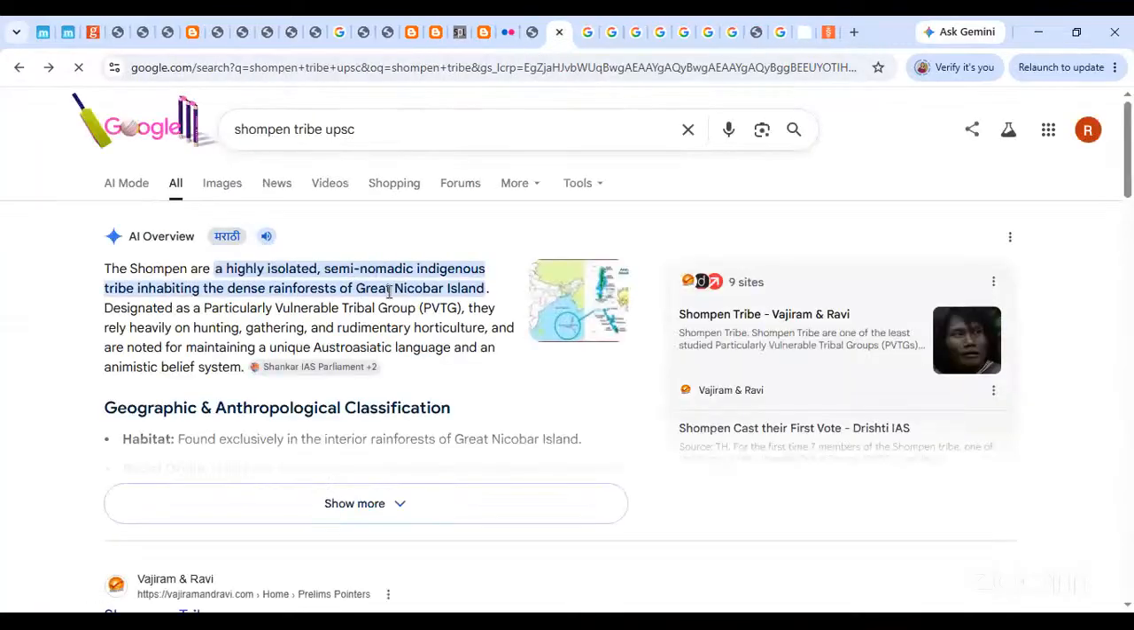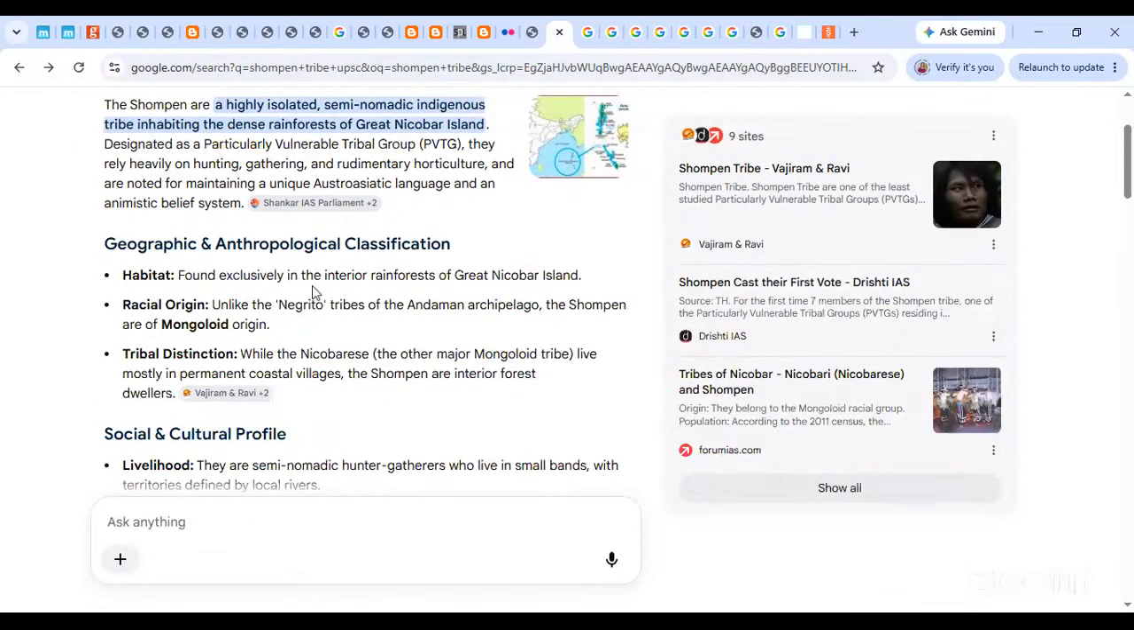This is a famous tribe in the Nicobar Islands. They are a semi-nomadic tribe and it is highly isolated. We are calling them a particularly vulnerable tribal group, because they rely heavily on hunting and gathering and rudimentary horticulture, and they worship the moon as a goddess or something. That is their culture.